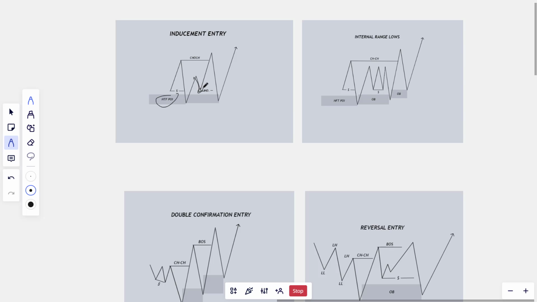Give us an inducement and then come back up to give us a change of character. But price will have to come back down and clear that inducement. So price comes back down, purges through that inducement to go back higher. Boom. So this is our inducement entry.